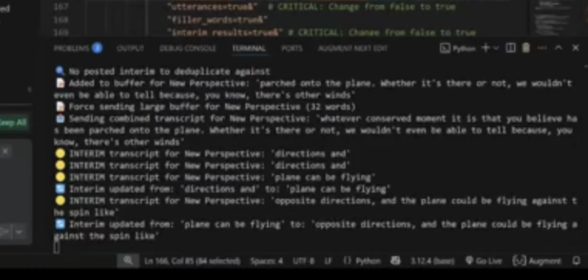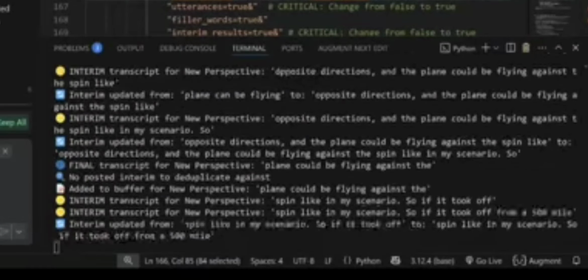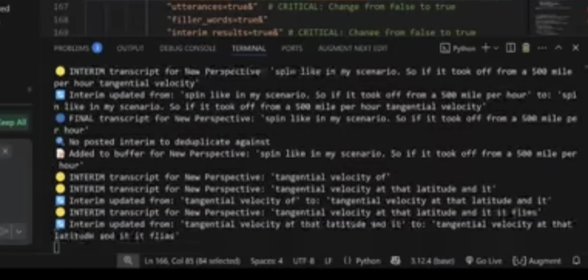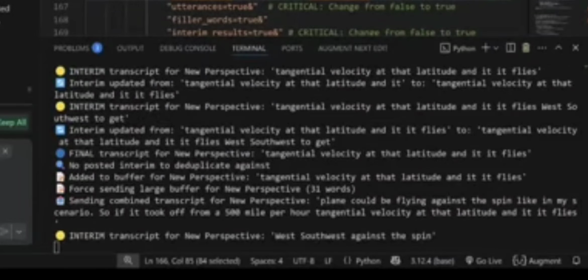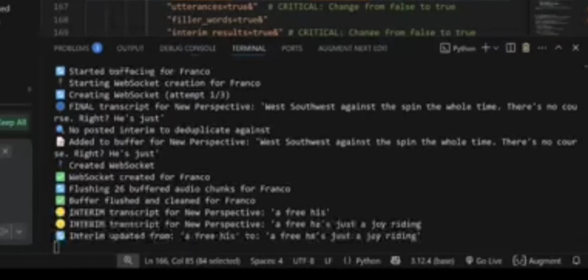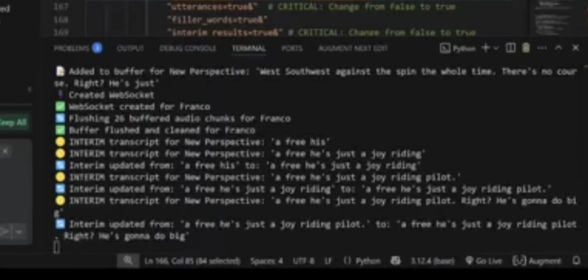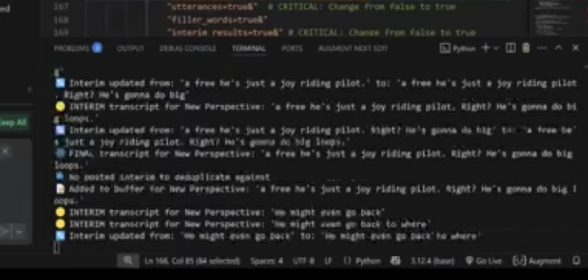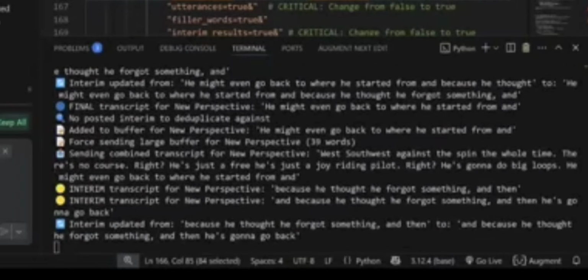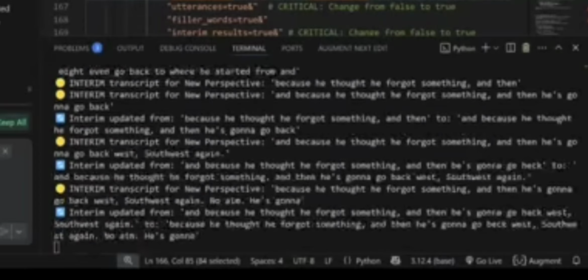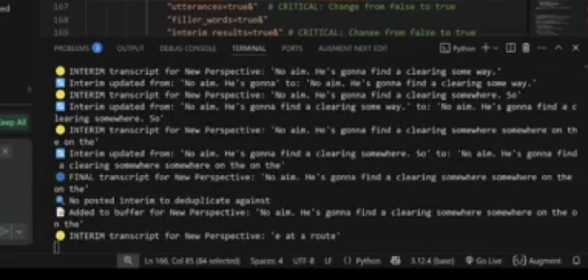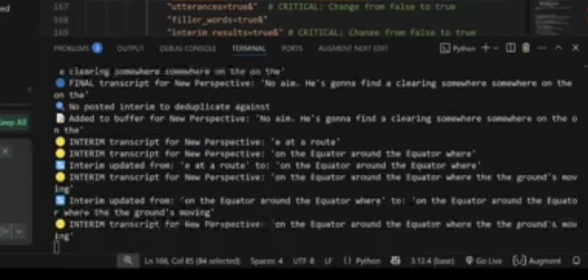So if it took off from a 500 mile per hour tangential velocity at that latitude and it flies west-southwest against the spin the whole time, there's no course, right? He's just a joyriding pilot. He's going to do big loops. He might even go back to where he started from because he thought he forgot something, and then he's going to go back west-southwest again. No aim. He's going to find a clearing somewhere around the equator, where the ground's moving twice as fast as where it took off from.